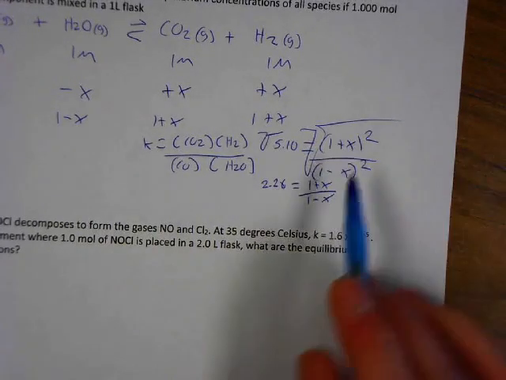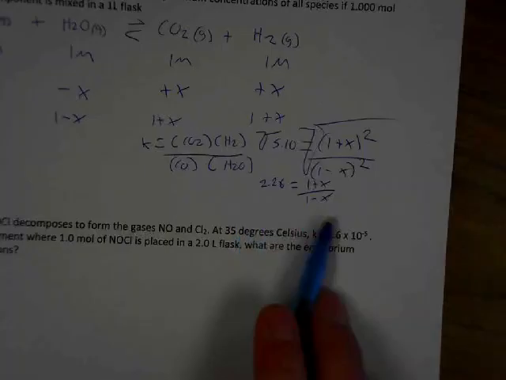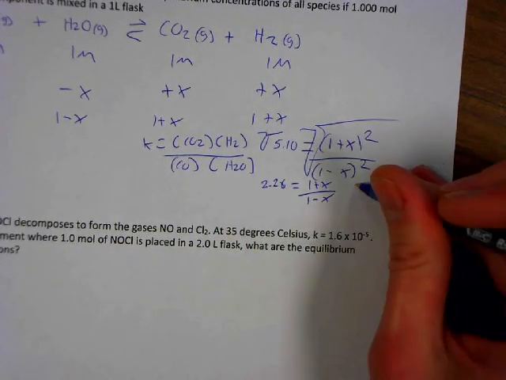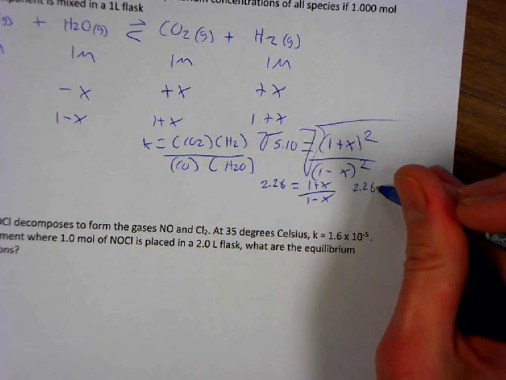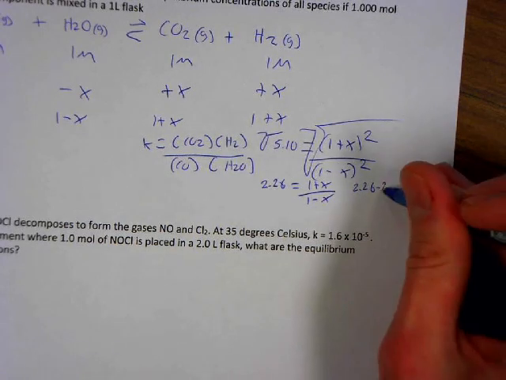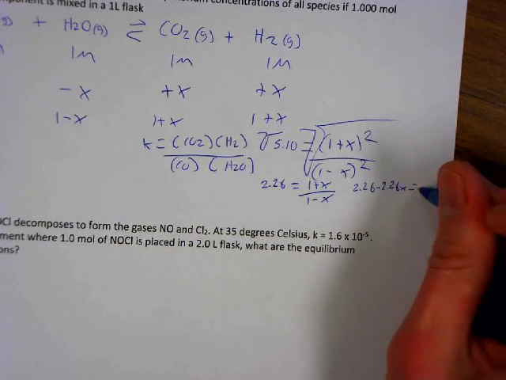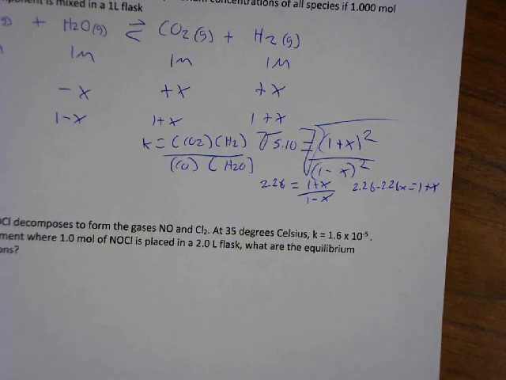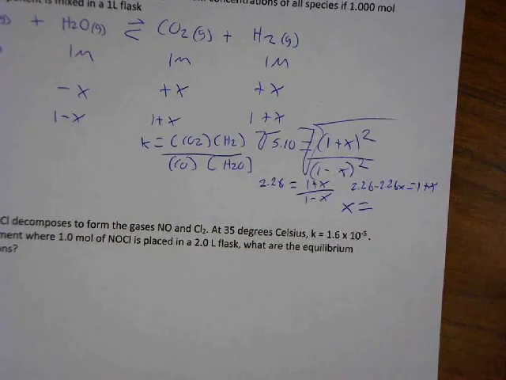Now I'm going to cross multiply. When I multiply both sides by 1 minus X, that's going to give me 2.26 minus 2.26x equals 1 plus x. Then take it to the other side. Now solve for x.